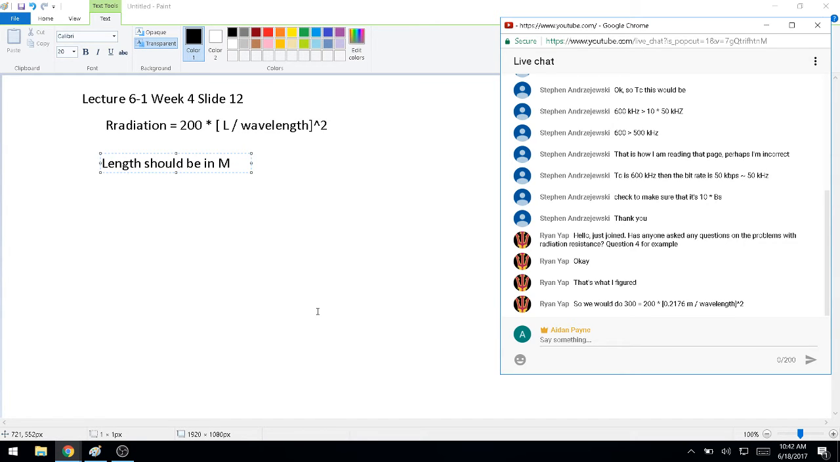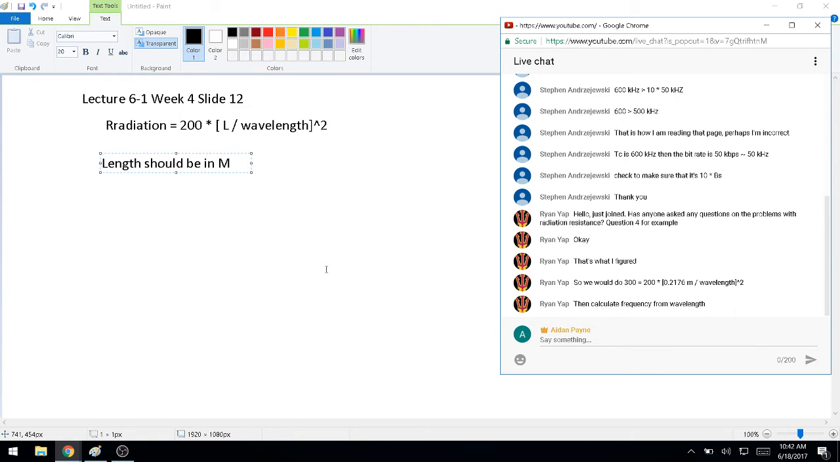And Ryan's clarifying, so we do 300 equals 200 times length in meters divided by wavelength squared. Yeah, you're absolutely correct, except we're given the frequency. Hold on. Yeah, exactly, you've got it. You're solving for the wavelength, and then you can solve for the frequency based on the wavelength.